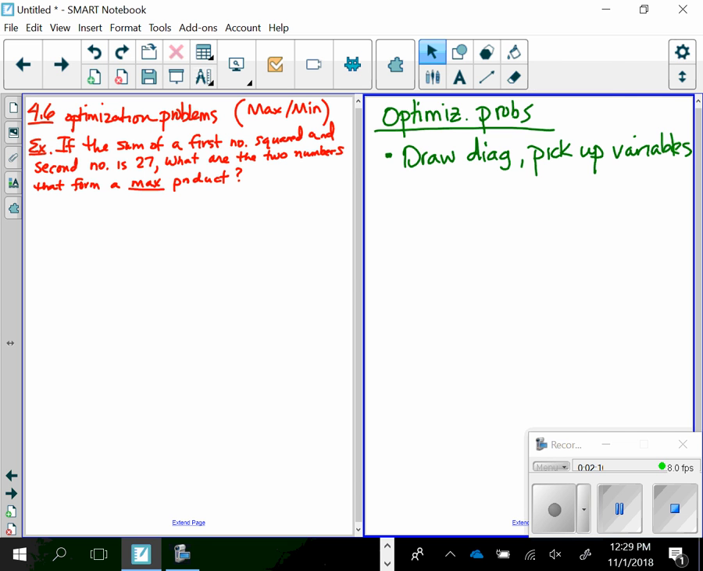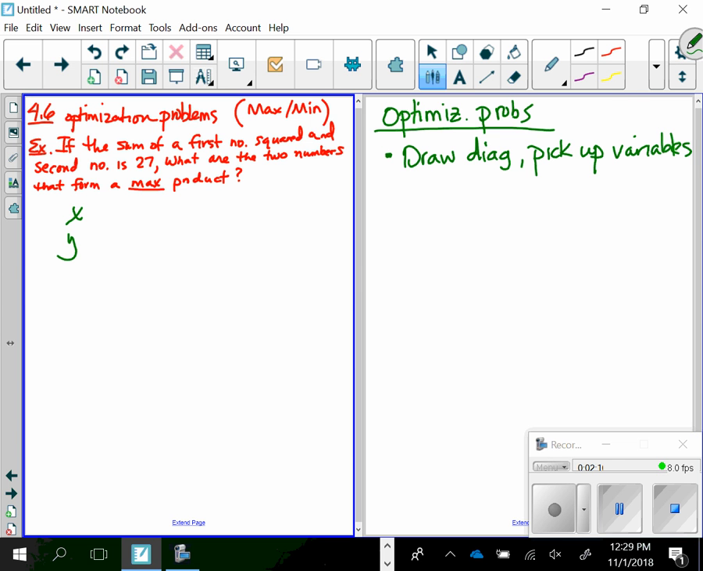We don't really have a diagram, but we're looking for two things. What do you want to call them? X and Y, sure, why not? Which one is the first, which one's the second? This is our first number, and this is our second.